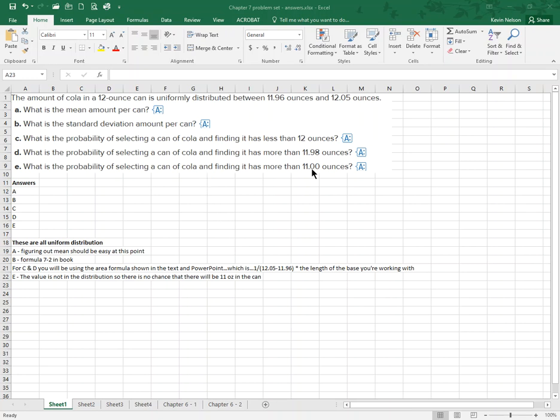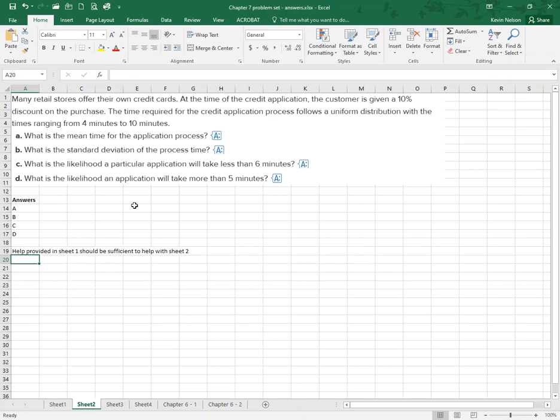And then the last part of this, what are the chances of you finding a can and finding it has more than 11 ounces? In this situation, the cans fall from 11.96 to 12.05, and so there's every chance that you're going to get between these two, and so the odds or the probability would be 1.0. Okay. All right, moving to sheet 2.